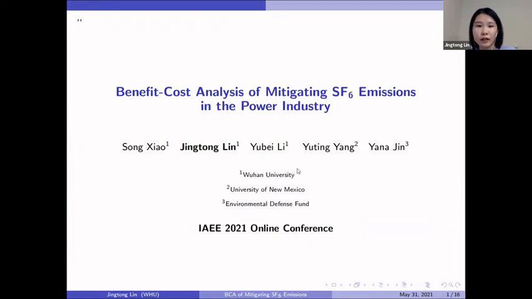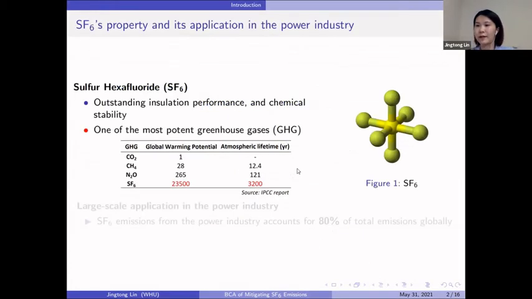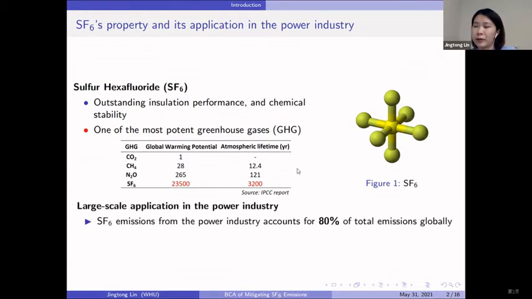So first, the focus of our research, SF6, is an inert gas that has outstanding isolation performance and excellent stability. However, SF6 is also known as one of the most potent greenhouse gases. From this paper, we can see that it not only has a global warming potential of over 23,000 times that of carbon dioxide, but also a long lifetime in the atmosphere. Given its stability, SF6 is widely used in the power industry for electric isolation, and around 80% of its emission comes from the power industry.